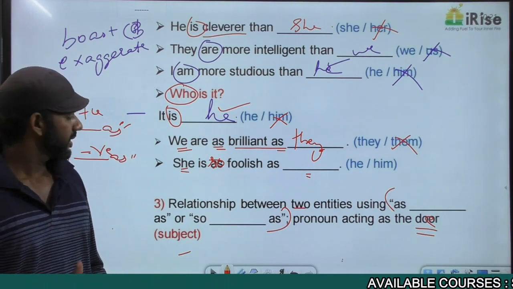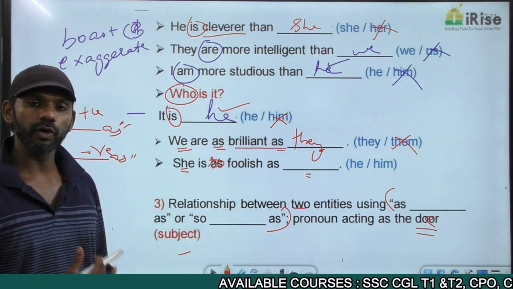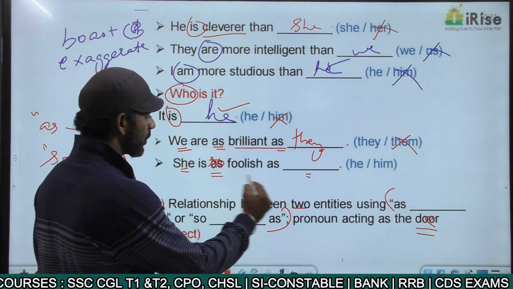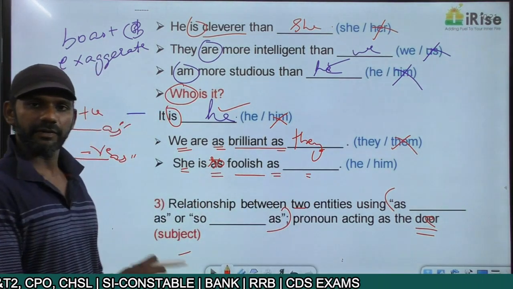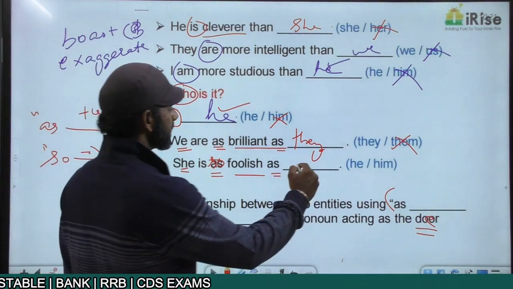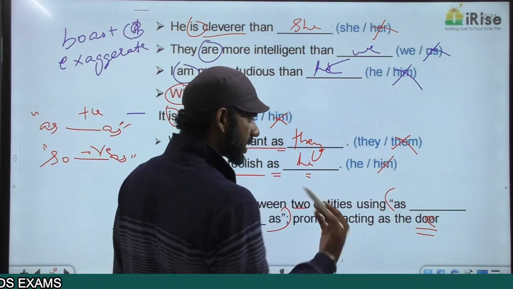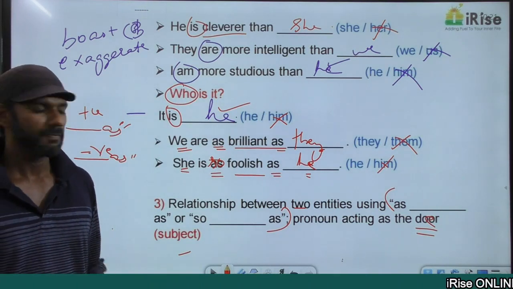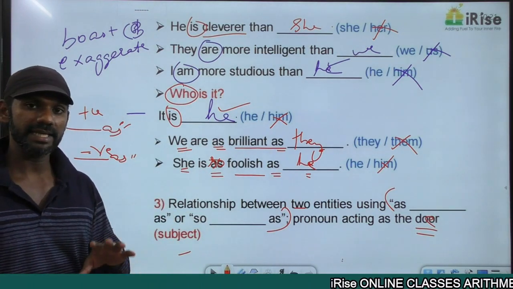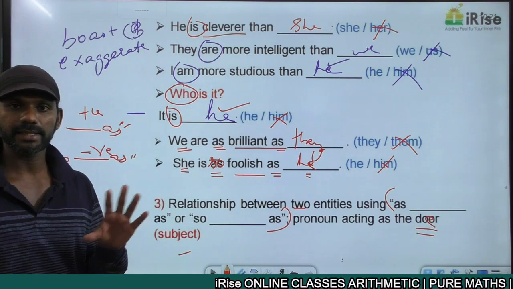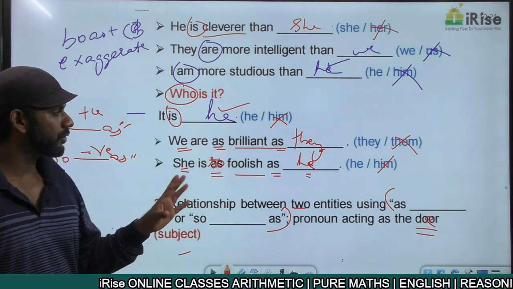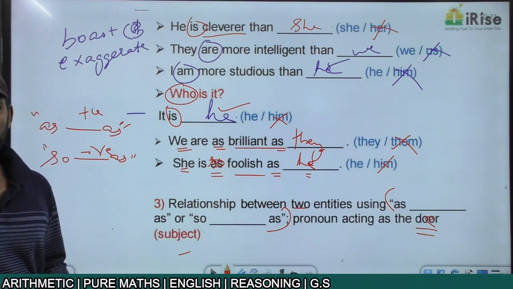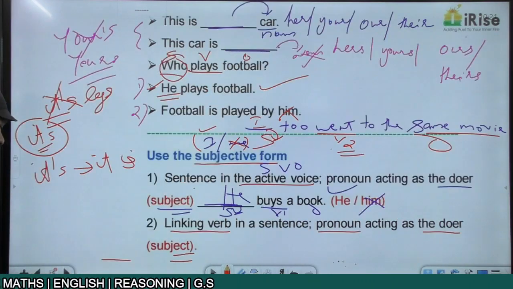Come to the second. She is so foolish as dash. "So foolish as" is "so dash as". We have to use the subjective form. He is subjective, whereas him is objective, eliminated. She is so foolish as he. "She is so foolish as he is" becomes a redundancy. "Is" is understood. She is so foolish as he. Getting it? So these are the three situations where we need to use subjective pronouns.